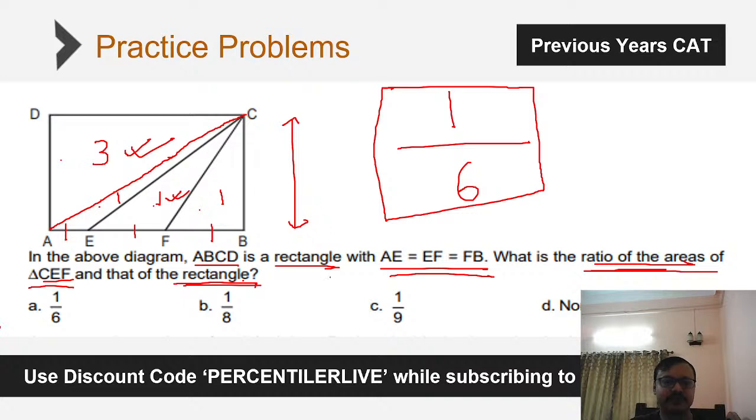Which means the ratio of the areas is 1 by 6. 1 by 6 means the answer is option A, that is 1 by 6 is the ratio of the area of triangle CEF to that of the rectangle. So that is how you could have simply marked the answer.